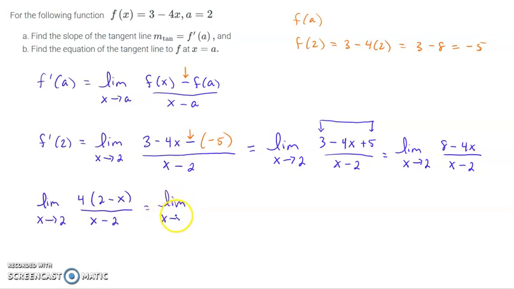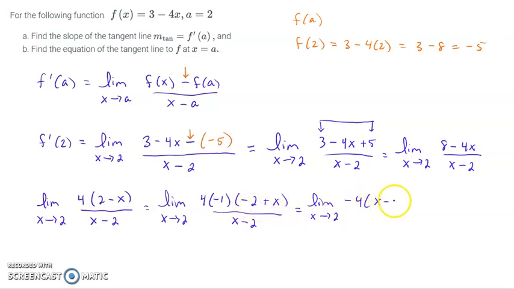So with that 4, I'm going to factor out the negative 1 from this 2 minus x. And keep in mind, if I factor out that negative 1, that means I'm taking each of these terms and dividing it by negative 1. So 2 divided by negative 1 is going to give me a negative 2, and negative x divided by that negative 1 will give me a positive x. And notice that's helpful in this case. I can rewrite that: this 4 times negative 1 will obviously be a negative 4, and I have negative 2 plus x, which could be rewritten as x minus 2, which is what I need, since that's what we had in the denominator.